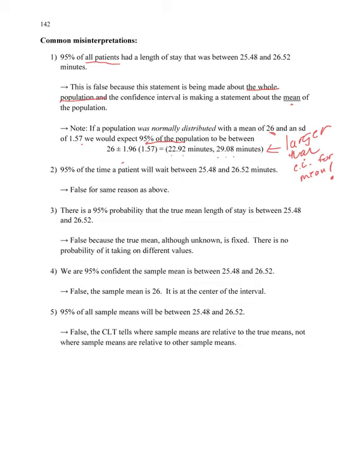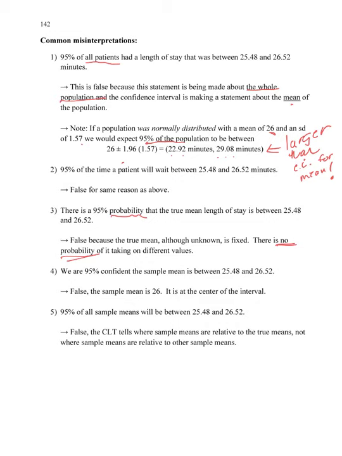Third misinterpretation is to say there's a 95% probability that the true mean is in that range. And that's what we talked about at length with the confidence intervals for proportions. We don't use the word probability because the parameter, the true value, is one set value. We don't know what it is, but it's not moving around. When we talk about probability, that would assume that the true value was moving around. Okay, so there's no probability. That's why we say we're 95% confident.